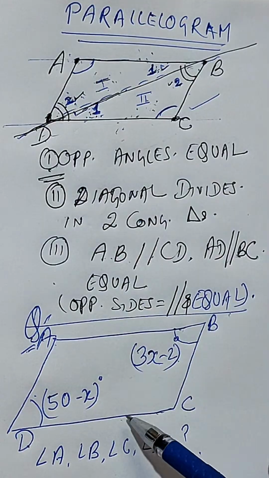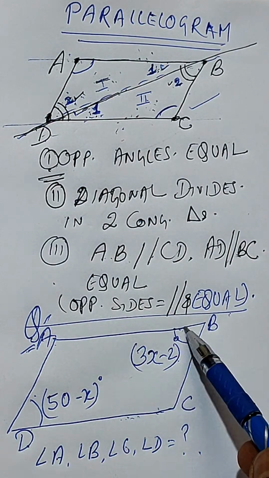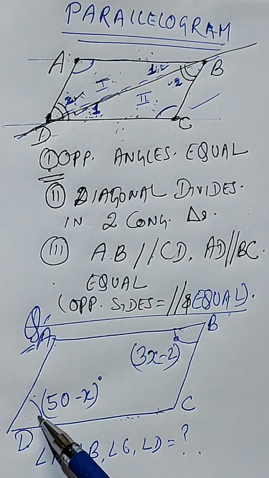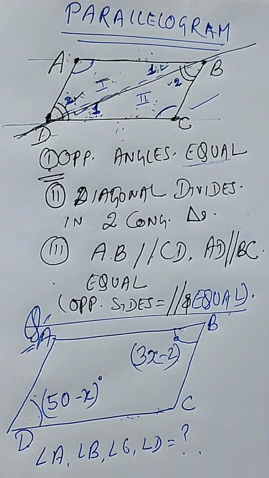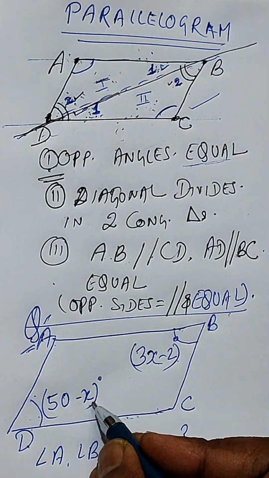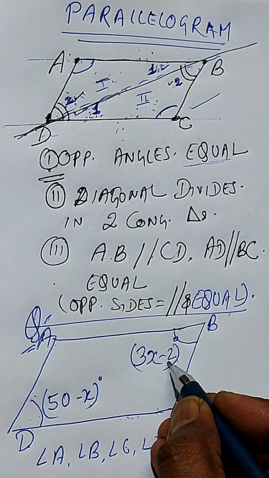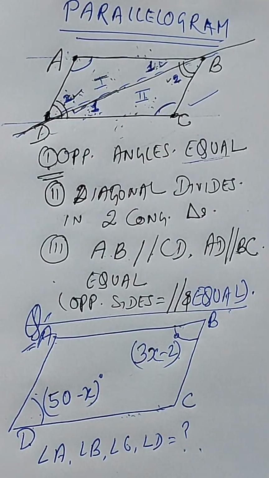So use this property to solve this question. You can see B and D are opposite angles, right? And this should be equal. So can't we say that 50 minus x is equal to 3x minus 2? 50 minus x equal to 3x minus 2, right?